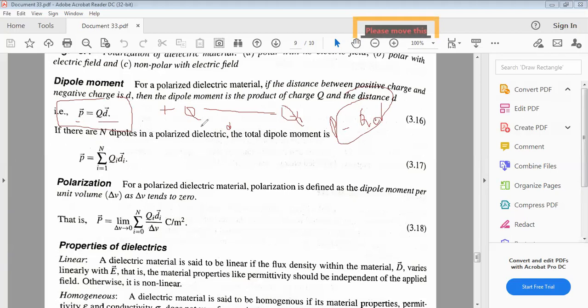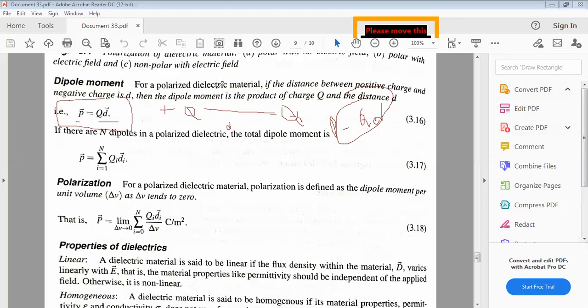If there are a number of dipoles and you polarize the dielectric, the total dipole moment p equals the summation of i equals 1 to n of Qi into di. Already you know this relation. Similarly, from the dipole moment, polarization is defined for the polarized dielectric material. Polarization is simply defined as dipole moment per unit volume. When we consider unit volume, how many dipole moments are there per cubic meter, that is called a polarized dielectric material having some polarization.